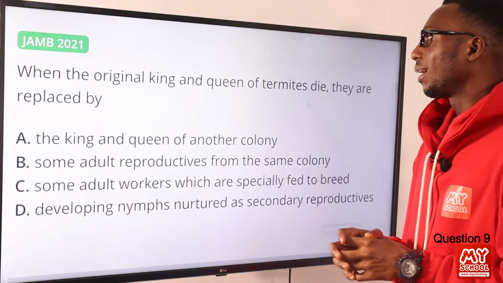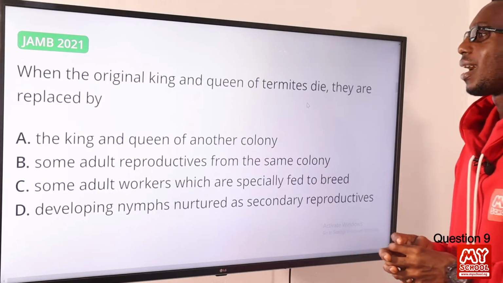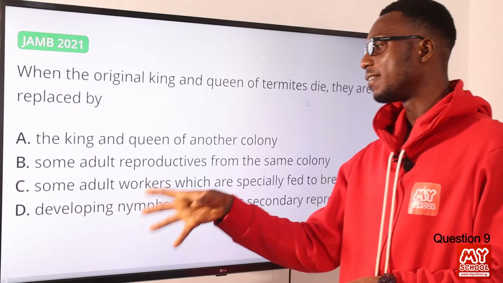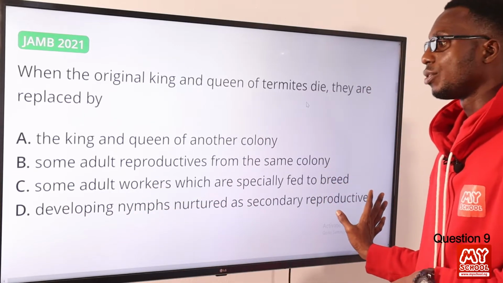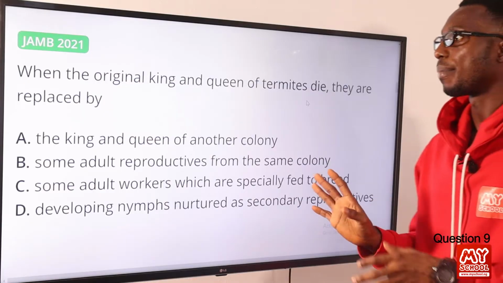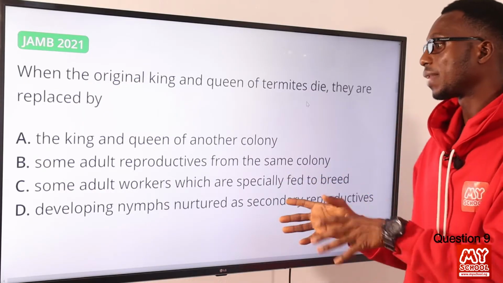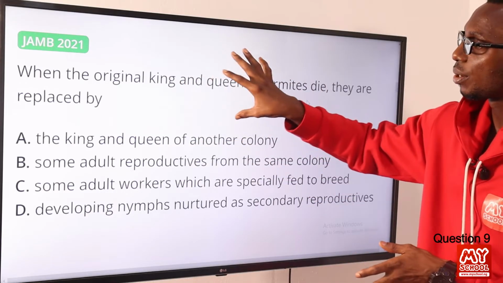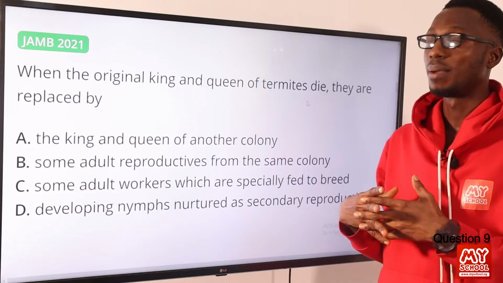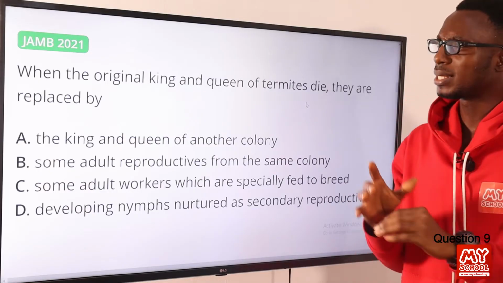Question 9. When the original king and queen of termites die, they are replaced by what? They are replaced by developing nymphs nurtured as secondary reproductives. These secondary reproductives have the tendency to replace the original king and queen. The original king and queen, you actually have them as male and female reproductives, right?